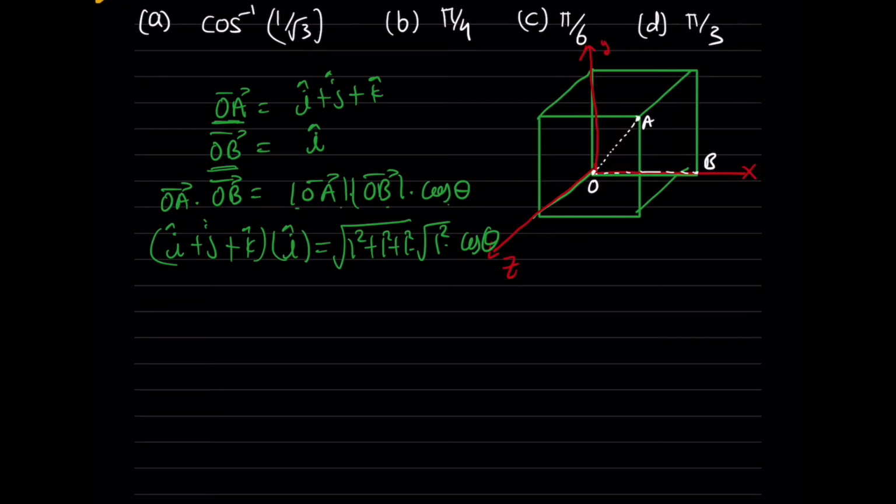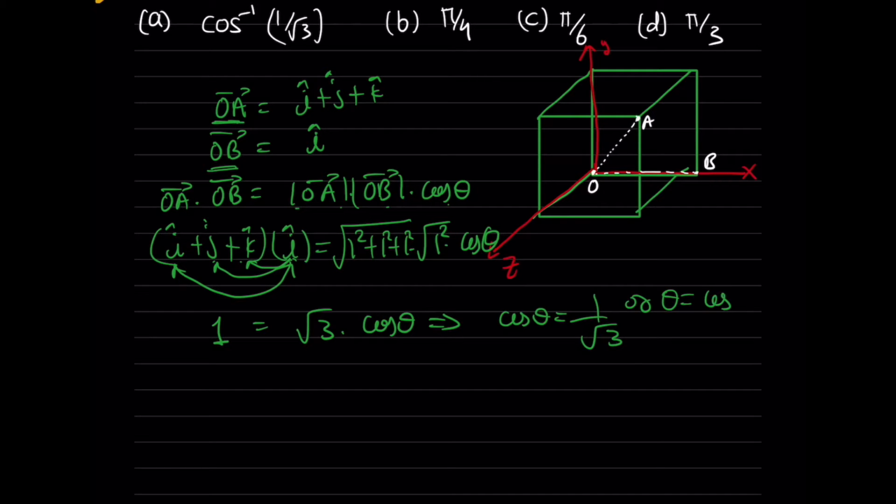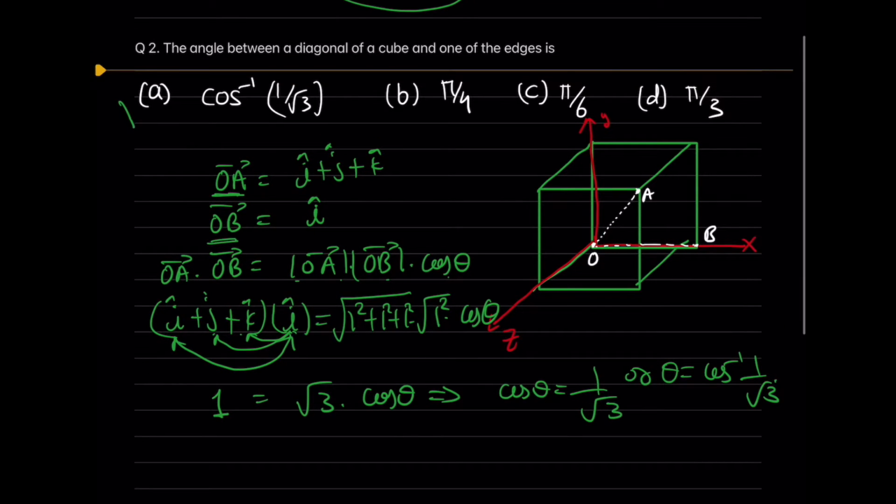Now first let's solve the LHS. i dot i will be equal to i square, which is nothing but 1, because the angle between them is 0 degrees and cos 0 is 1. The angle between i and j, and i and k, will be 90 degrees. Therefore i dot j and i dot k will be equal to 0. So the LHS is simply 1, and the RHS is root 3 times cos theta. From this I can write cos theta is equal to 1 upon root 3, or theta is equal to cos inverse of 1 upon root 3. Now if you look at the options, option A should be our answer.